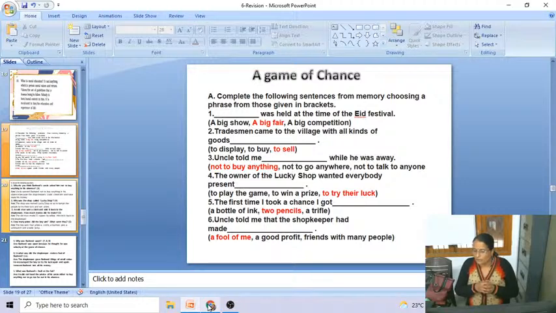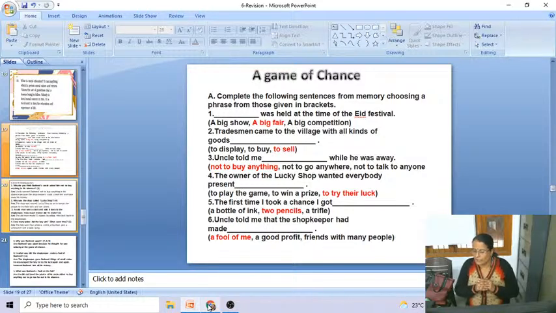Okay. Uncle told, it is not a her, Payal. I told you it is a he. Rashid is a boy, not a girl. Uncle told him not to buy anything, but he did.